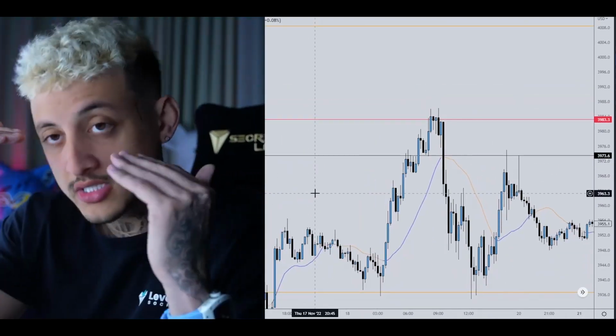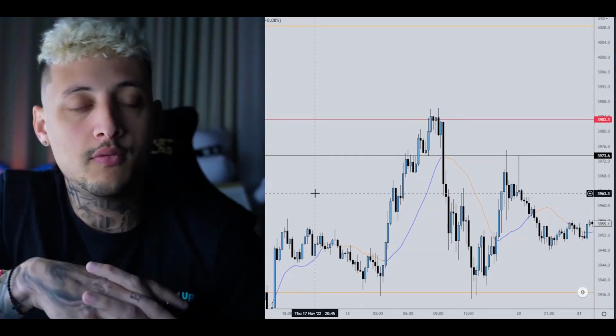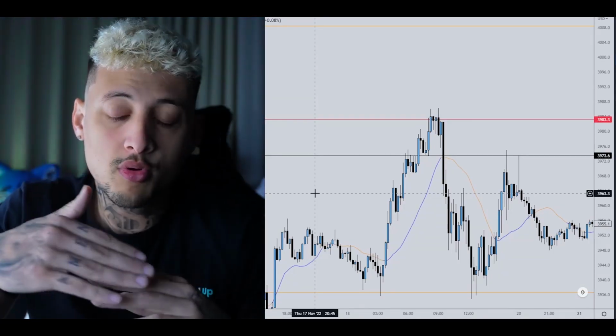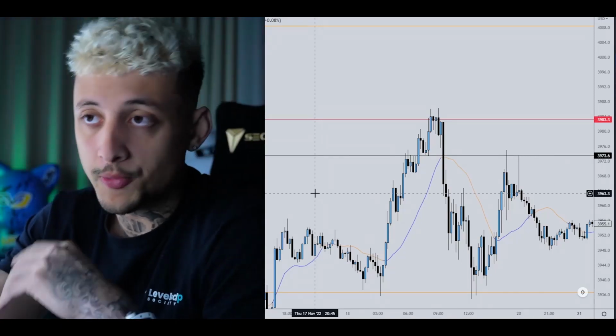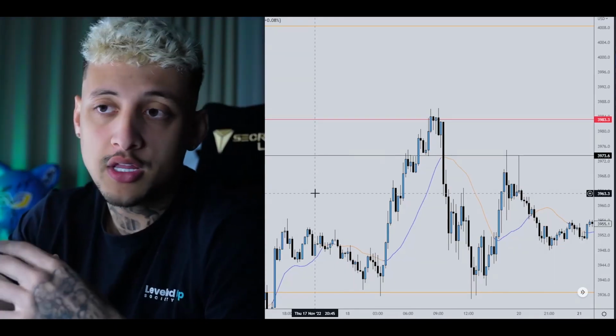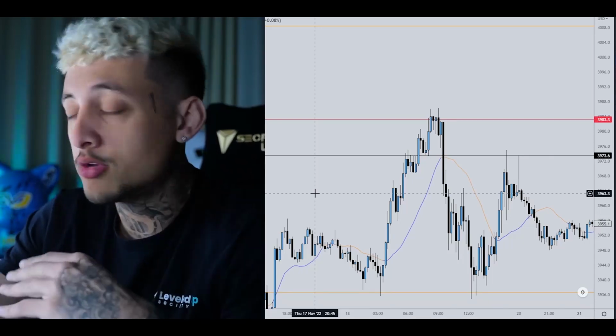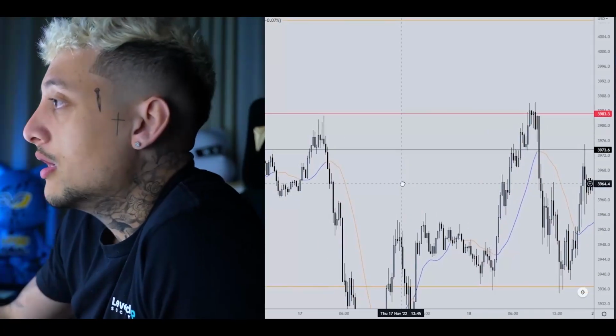Again, it's the general concept: when you're buying, your stop loss goes under support and your take profit goes to your next resistance level. Vice versa when you're selling, your stop loss goes above resistance, and your take profit is your next support level.